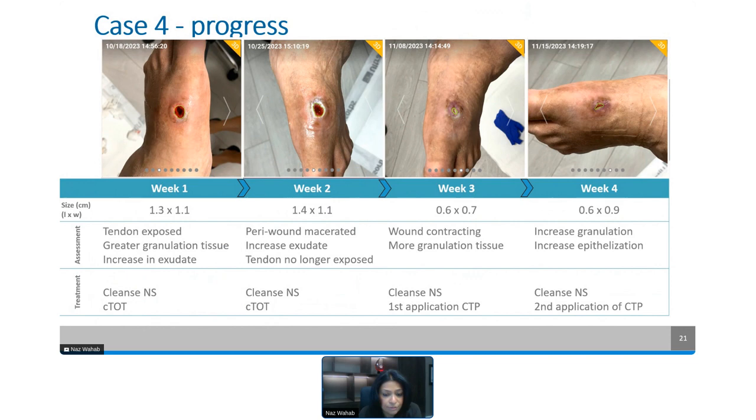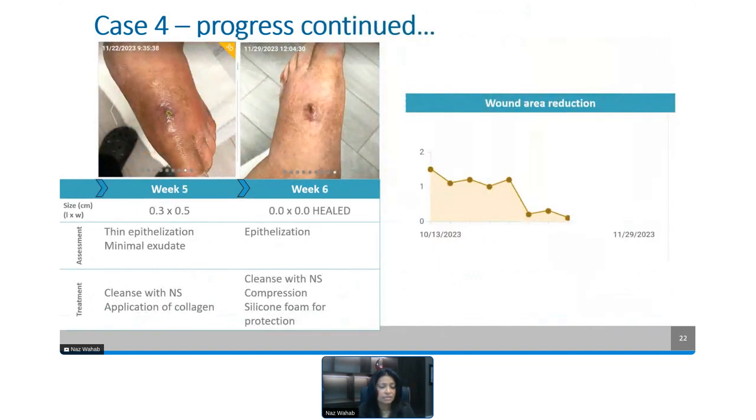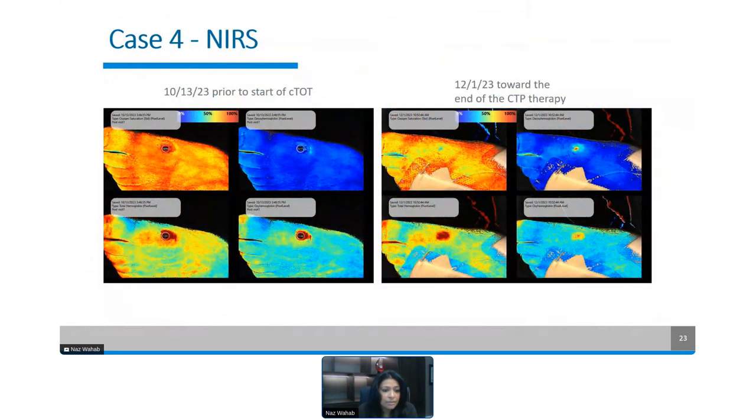Here you can see after the first application, we're really getting some amazing contracture. Second application of the CTP, and we're really moving into that closure. And finally, epithelialization at week 6. Here are the images, important to take note here. Here's the image prior to the application of the topical oxygen.